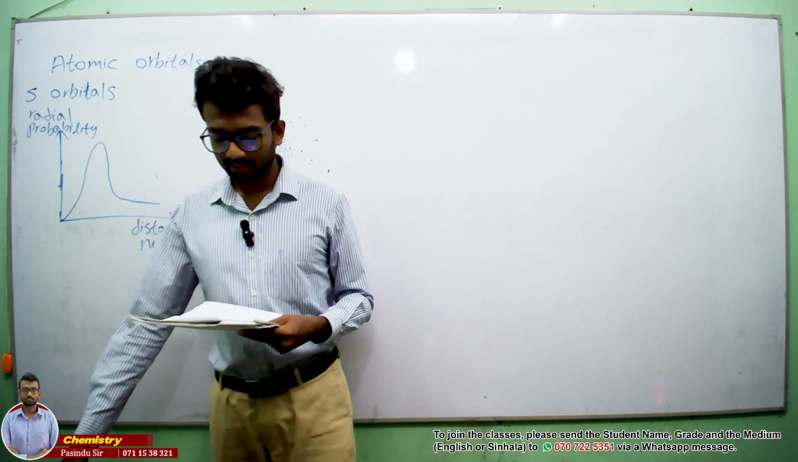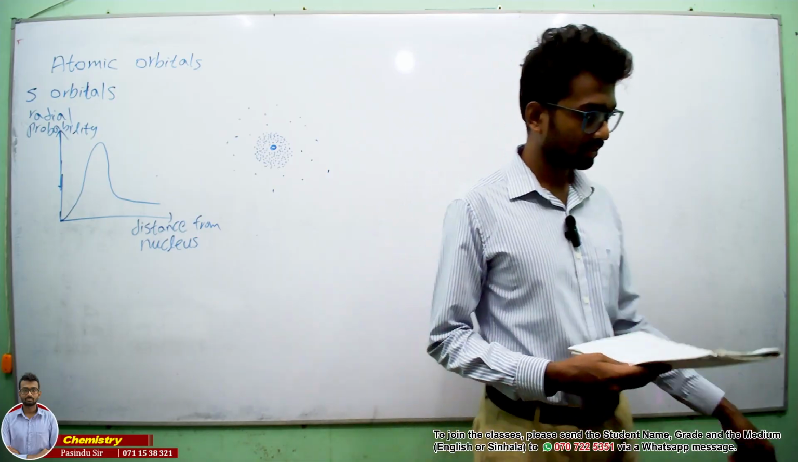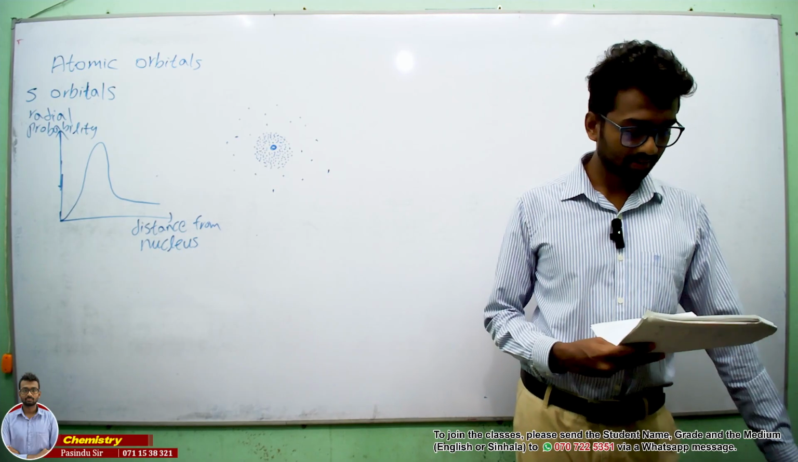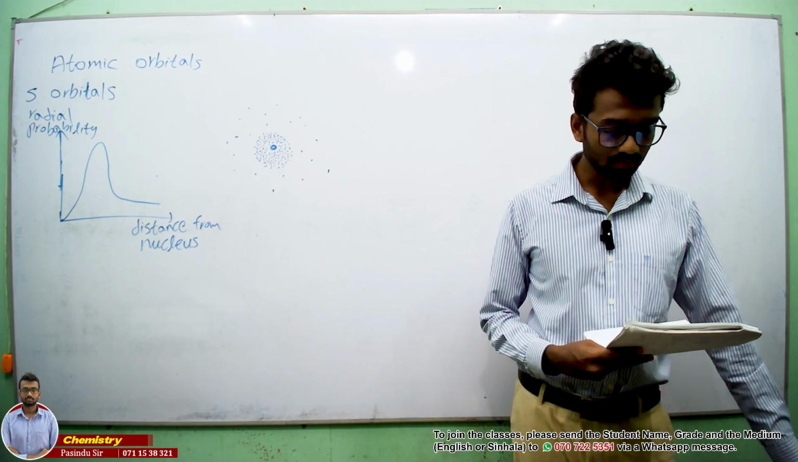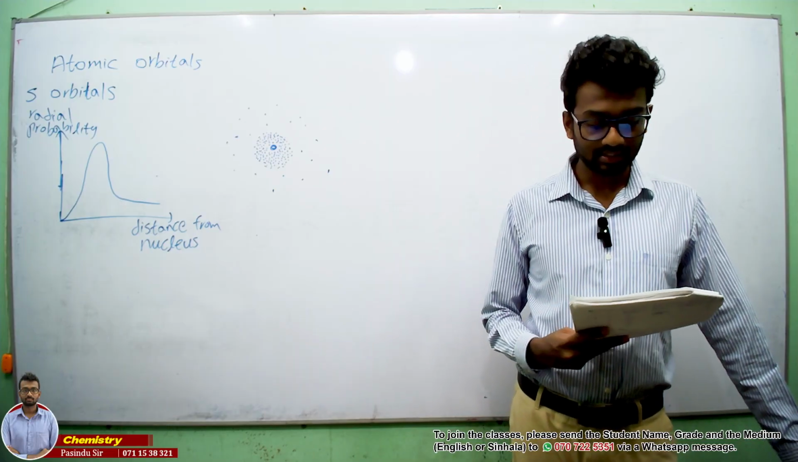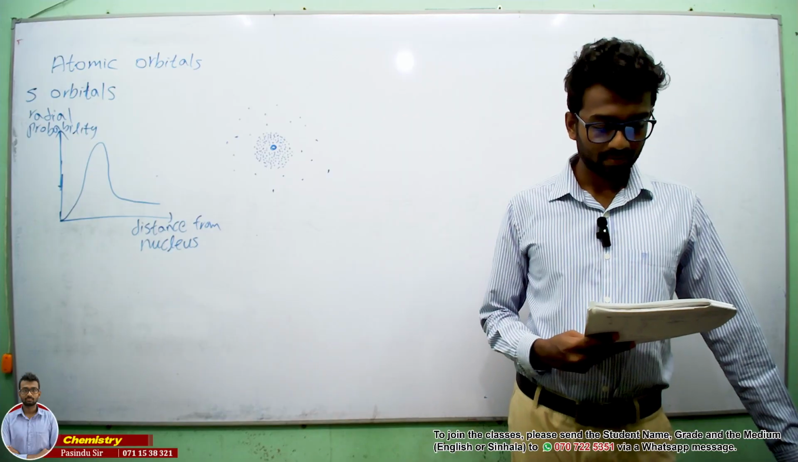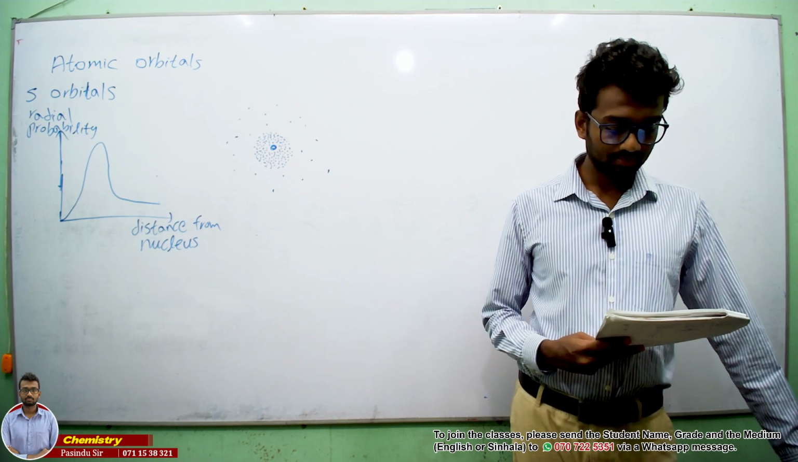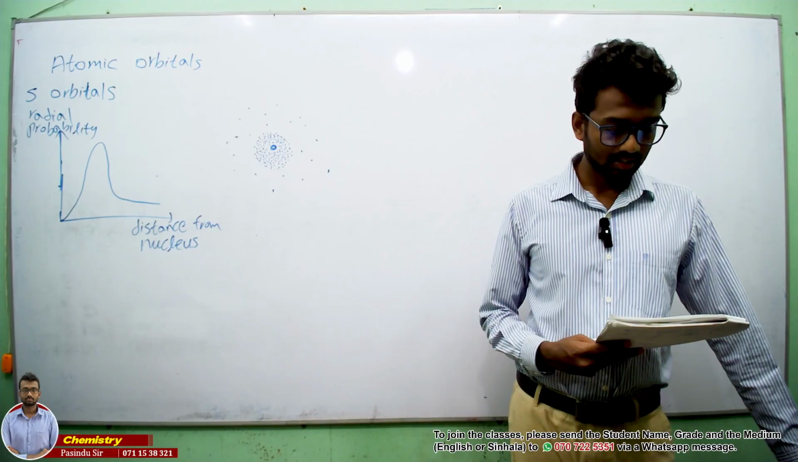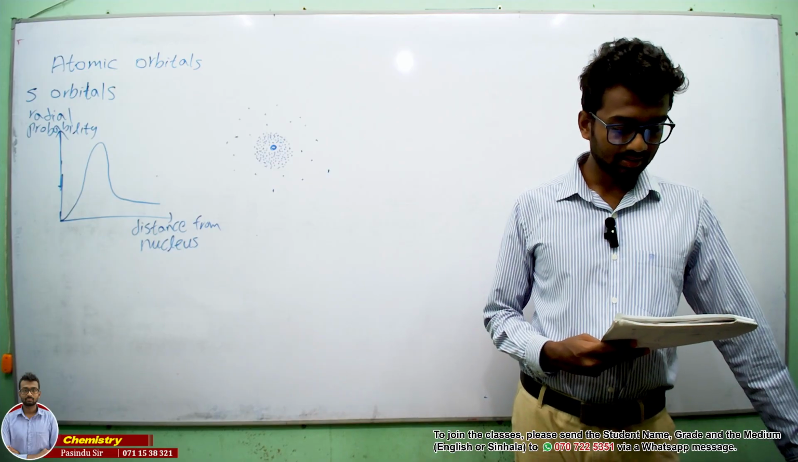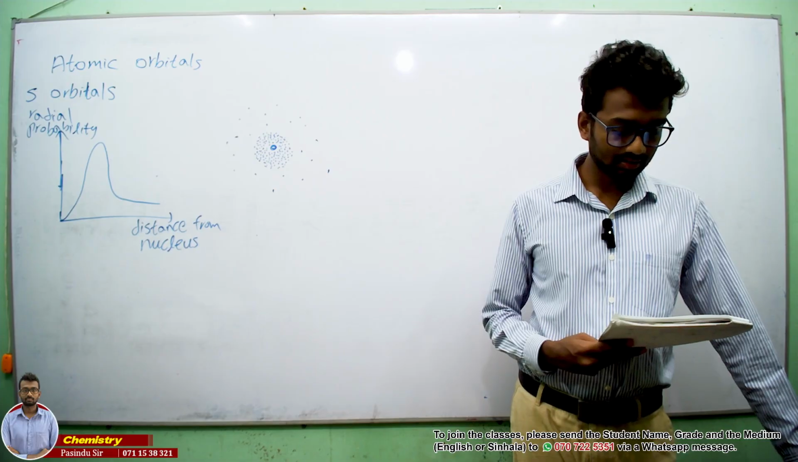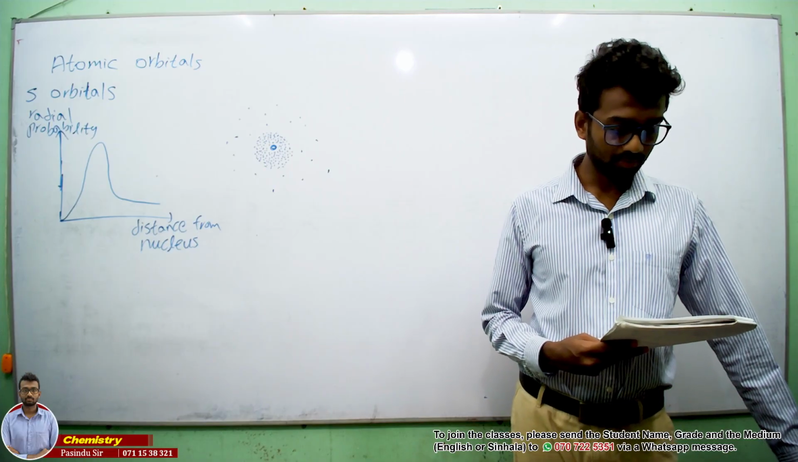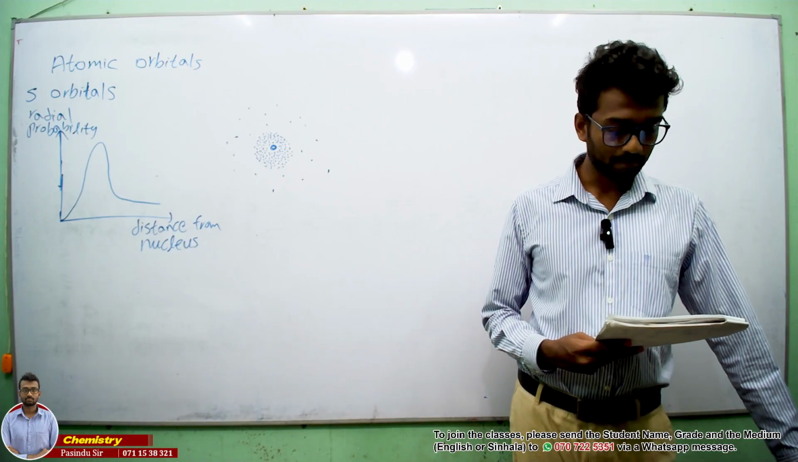Write down. This figure shows the distribution of electron density in a hydrogen 1s orbital.